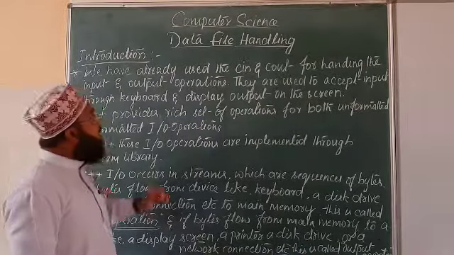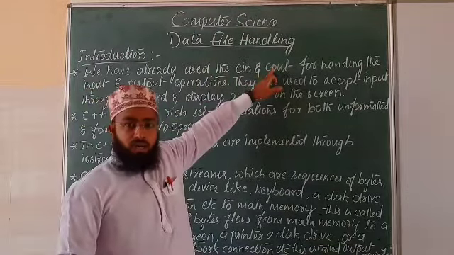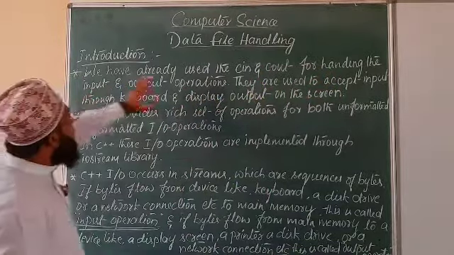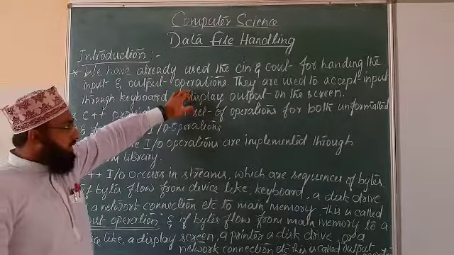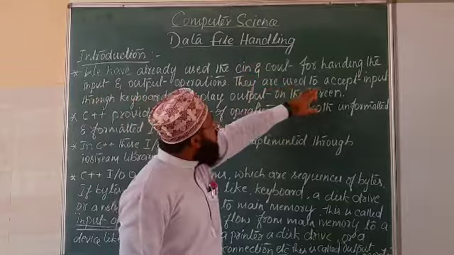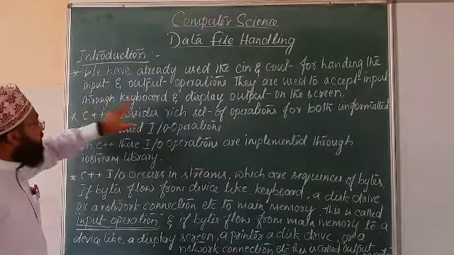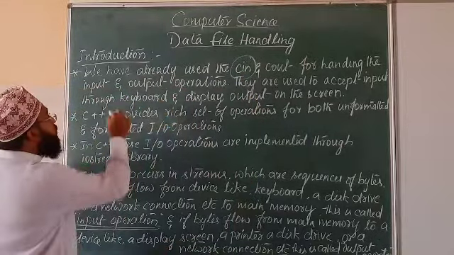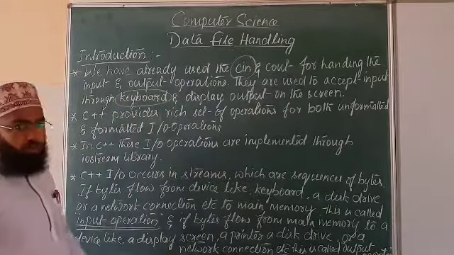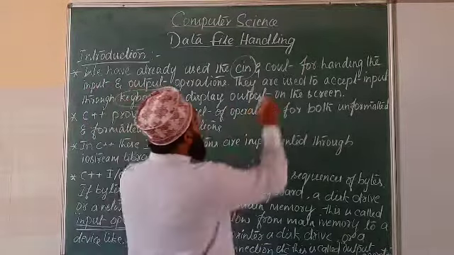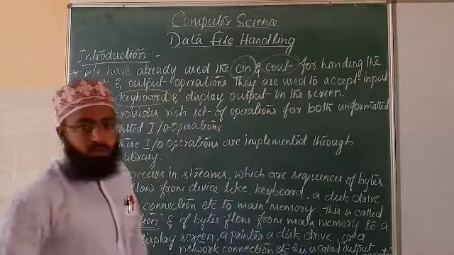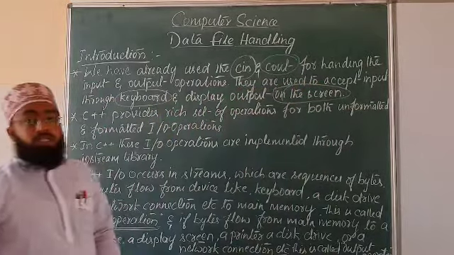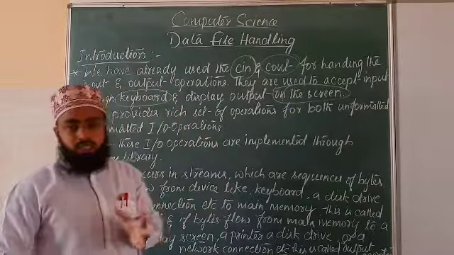Next, we are discussing cin and cout. They are input and output operations, and they are used to accept input through the keyboard. cin is used to accept input through the keyboard, and cout is used to display the output on the screen. Screen means monitor.